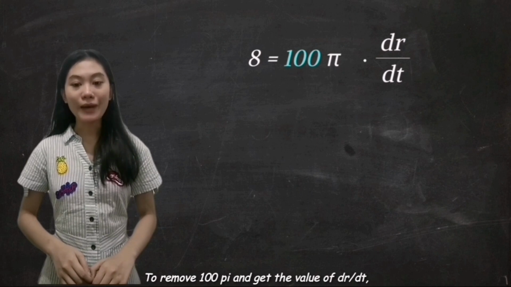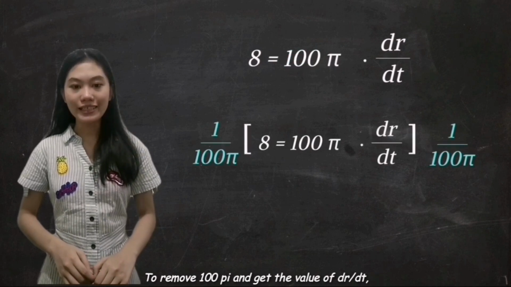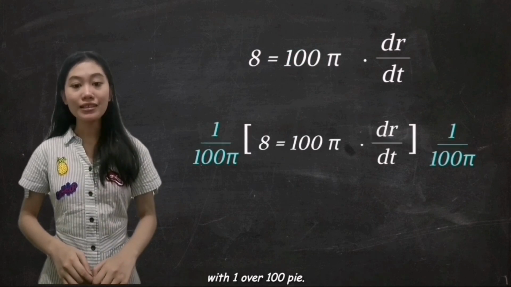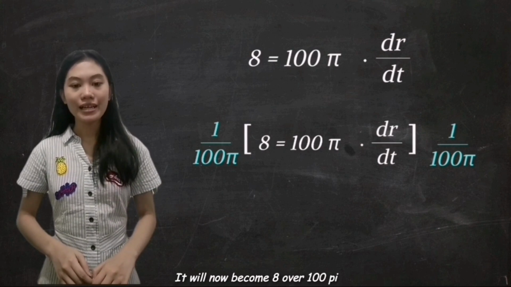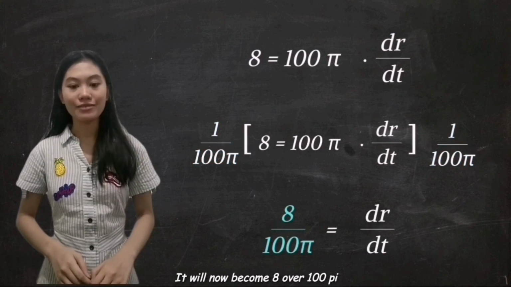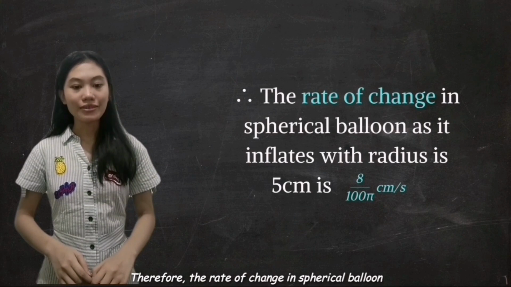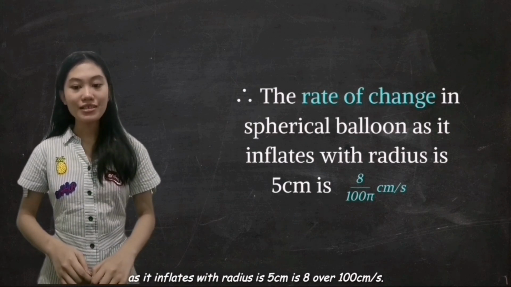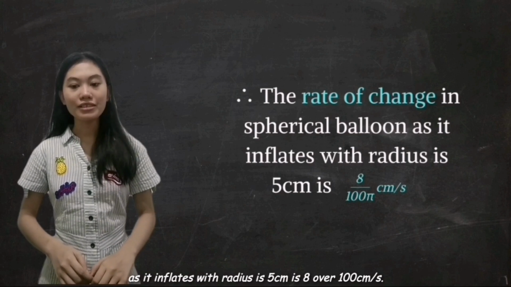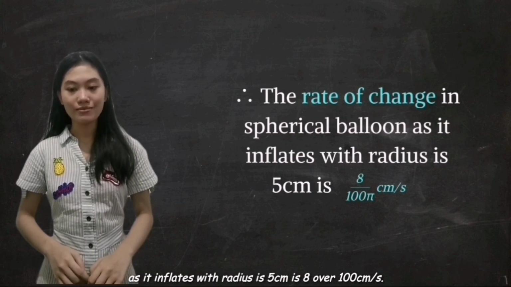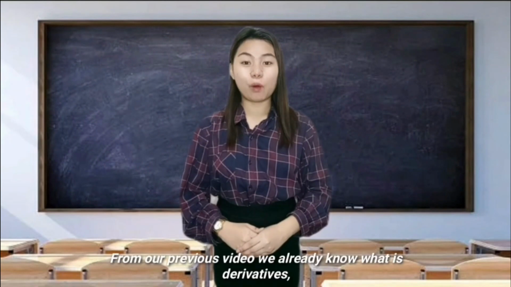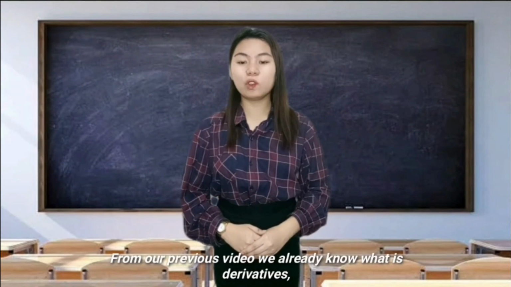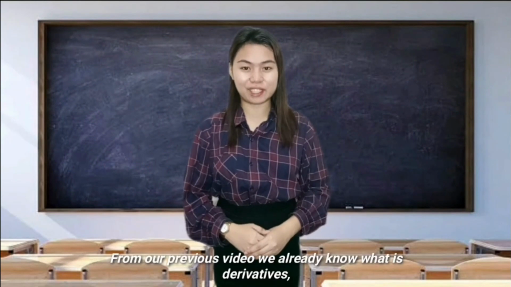To remove 100 pi and get the value of dr over dt, let us multiply both sides by 1 over 100 pi. It will now become 8 over 100 pi. Therefore, the rate of change of the spherical balloon as it inflates, with a radius of 5 centimeters, is 8 over 100 pi centimeters per second.